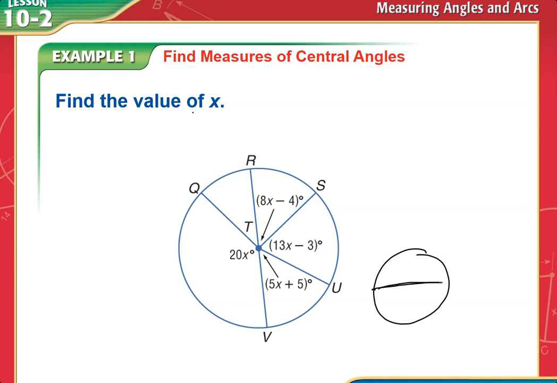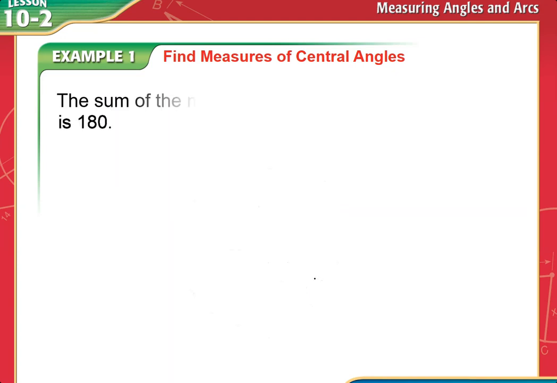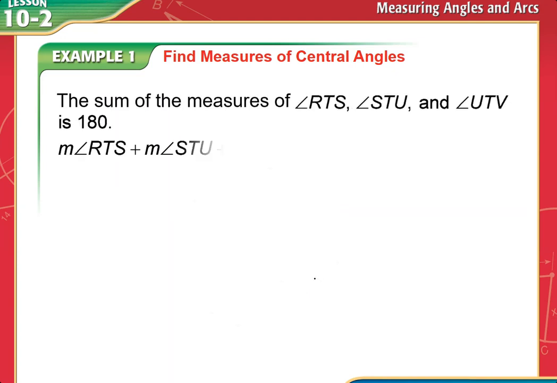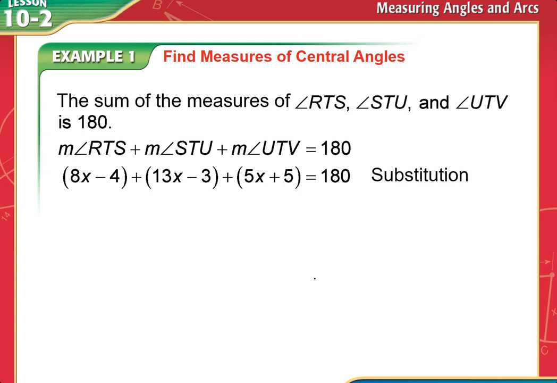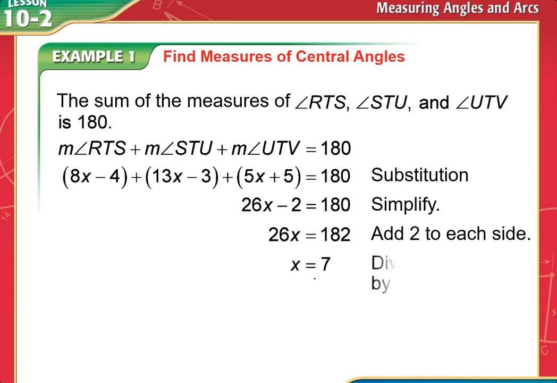So here we're trying to find the value of x. What we can do is add up RTS, add that to the 13x minus 3, which is the STU, and then add that to the 5x plus 5, and that represents the 180 degrees. So the sum of the measures of the three angles is 180. Add them all up, combine like terms, add 2, and then divide by 26. So we end up with x equals 7.